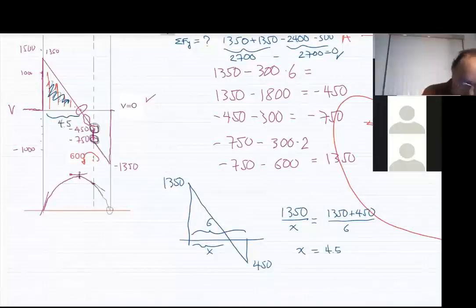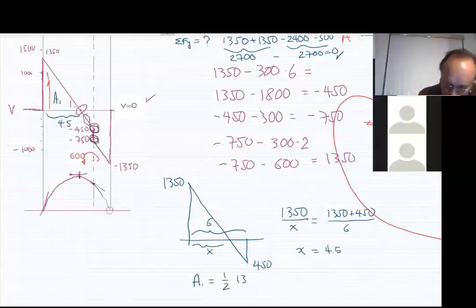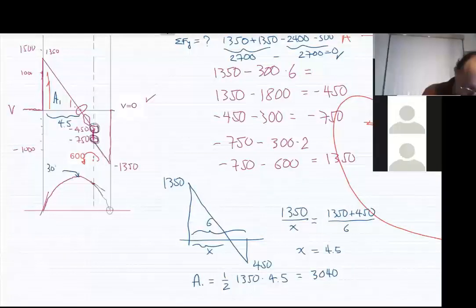So in that way, let's call this area 1. Area 1 is equal to 1/2 of 1350 times 4.5. That area is equal to 3040. So that means that's the value of the maximum moment here, 3040 pound-foot.